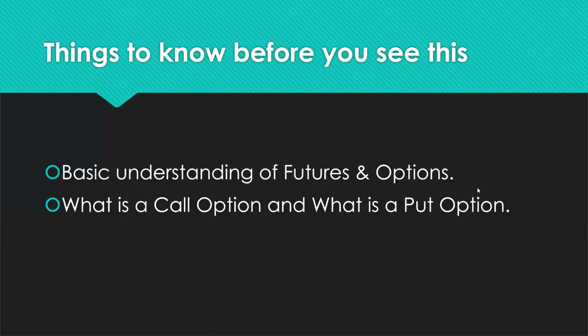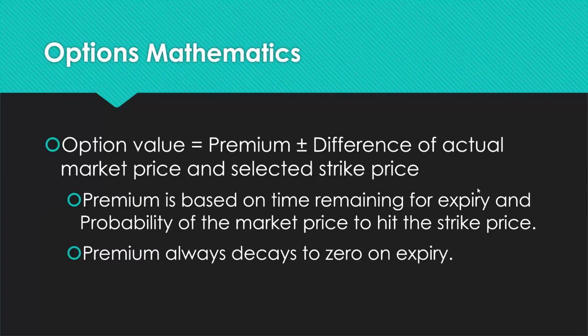sell options. Things to know before you go through this video: a very basic understanding of futures and options. You should just know what a call is, what a put option is, and what options mathematics is. If you know what options are, then I can explain. The option of a strike price, either put or call, has a premium. Along with the premium, there is the difference between the actual market price and the selected strike price.